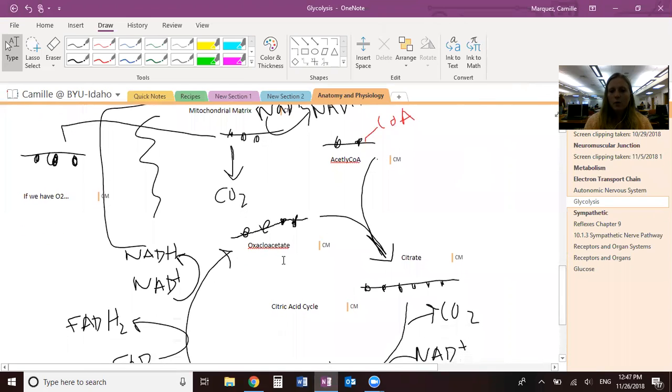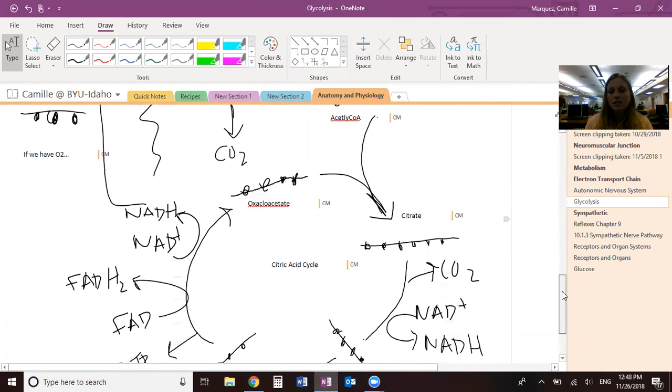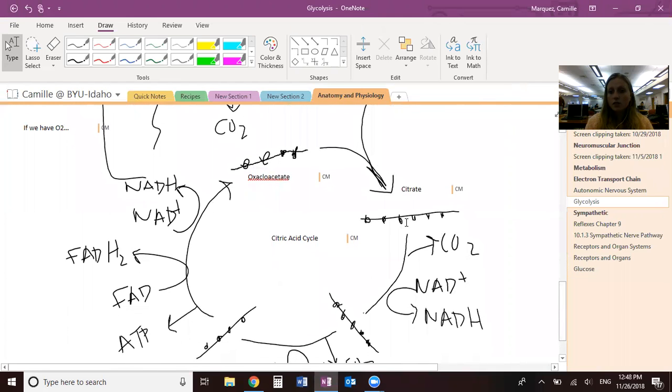At this point, we have something floating around called oxaloacetate, which is a 4-carbon molecule, and it's going to come in. So oxaloacetate and acetyl-CoA bind together to create a 6-carbon molecule called citrate. So citrate starts the citric acid cycle. So citrate is going to lose a carbon dioxide, and NAD plus is going to become NADH, which will leave you with a 5-carbon molecule.